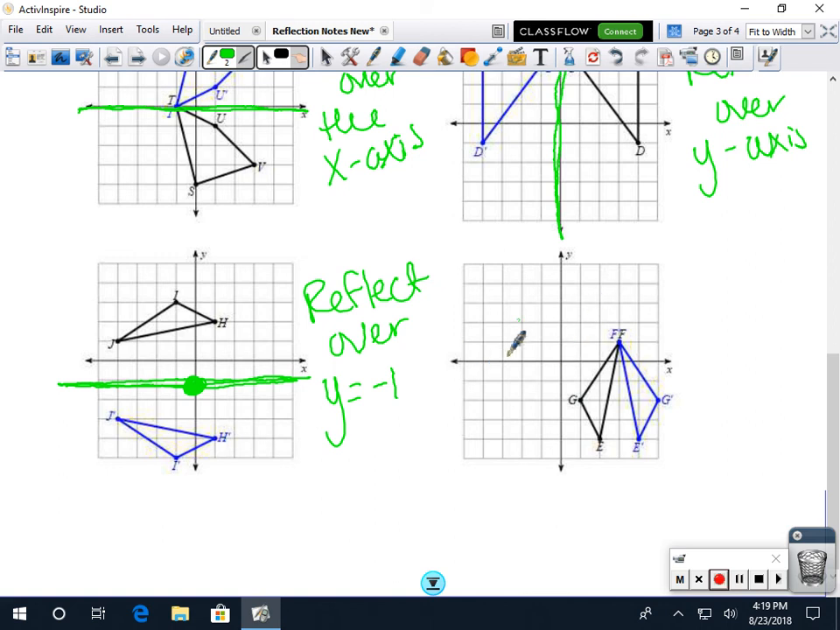And on the last one here, in between the two shapes is this line here. So this one I'm reflecting across, on the x, I go 1, 2, 3. So it will be x equals 3. And that is how you do reflections.